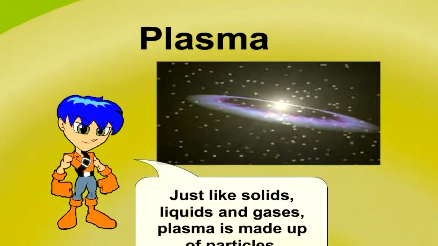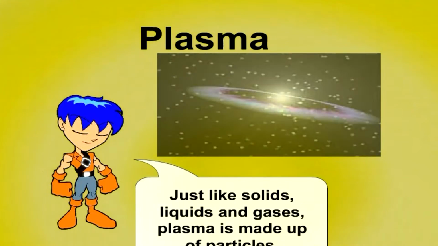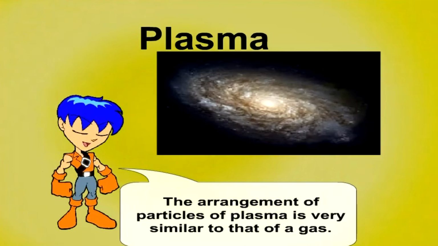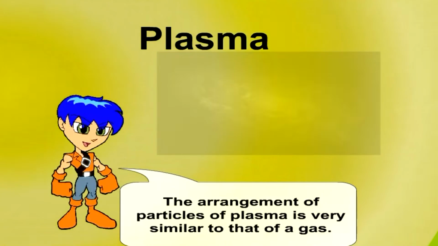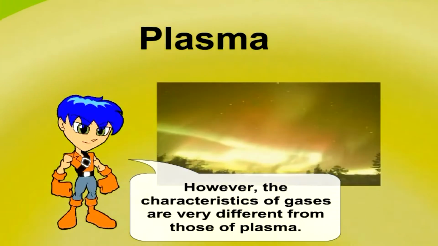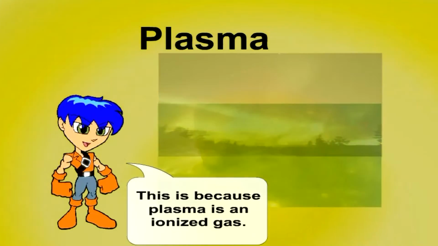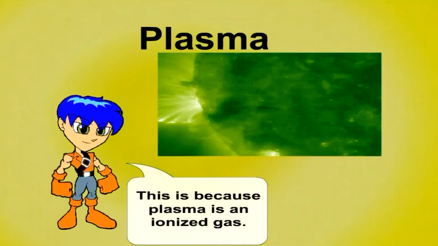Just like solids, liquids, and gases, plasma is made up of particles. The arrangement of particles of plasma is very similar to that of a gas. However, the characteristics of gases are very different from those of plasma. This is because plasma is an ionized gas.